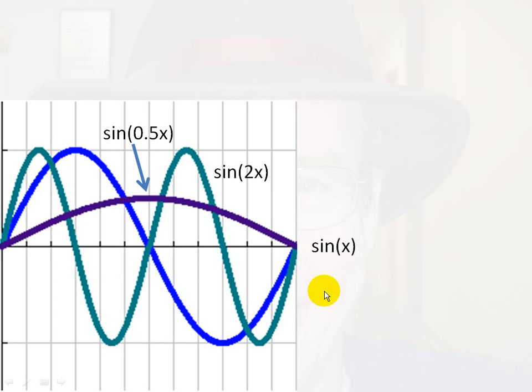Now on the other hand, let's suppose that we multiply the inside by 0.5. So it's less than 1. Now it only goes through half of a cycle from 0 to 2 pi. And you notice this purple. It only completes half a cycle between 0 and 2 pi. So this is a change in period. Okay. So this has to do with stretching the graph out horizontally, whereas the previous change in amplitude stretched it out vertically or compressed it vertically. This stretches it out horizontally or compresses it horizontally.